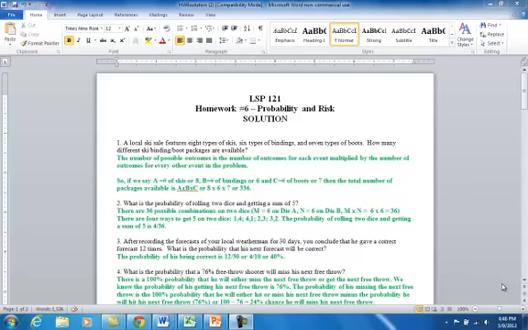All right, let's do homework number 6. Not too many people were having trouble with number 1. A local ski sale features 8 types of skis, 6 types of bindings, and 7 types of boots. You have to find how many packages are available when you combine those. So each one you have to multiply by each other: 8 types of skis multiplied by 6 types of bindings multiplied by 7 types of boots.